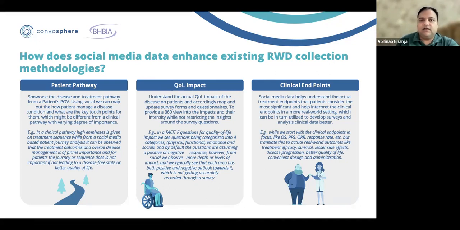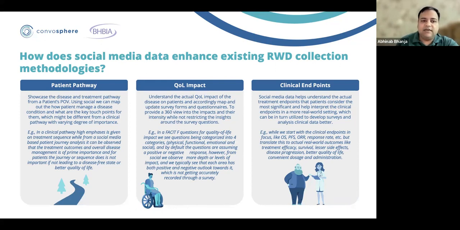But when we see the conversations happening on social, we typically see either similarities or differences, or at least varying levels of importance that patients give to certain attributes or segments of the pathway. For example, clinical pathways typically have a high emphasis on treatment sequencing, right? Like what treatments they were first onboarded on, and then what the next therapy was. That sequencing is pretty important.